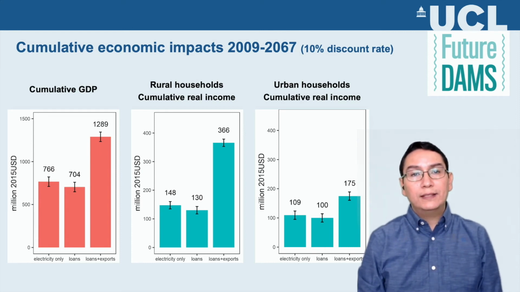In fact, we can see that the cumulative real income effect is higher for rural households than for urban households. The largest difference between the 2 groups is obtained in the loan plus exports scenario, since the increase in agricultural output has a strong effect on the income of rural households.